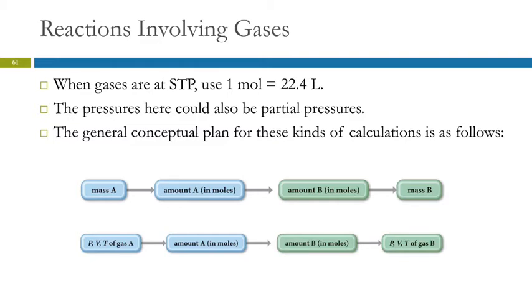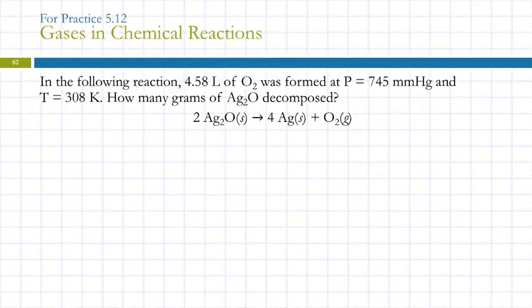So our general stoichiometry path was grams to moles to moles to grams. Right? So we've always got this moles in the middle thing. But now with the gases, we may have pressure, volume, temperature of a gas to moles to pressure, volume, and temperature of a different gas. Okay? So it's variations on that grams to moles to moles to grams. So let's do an example.